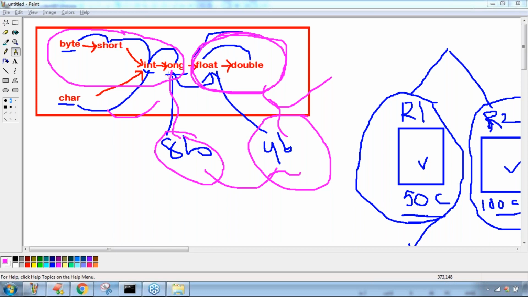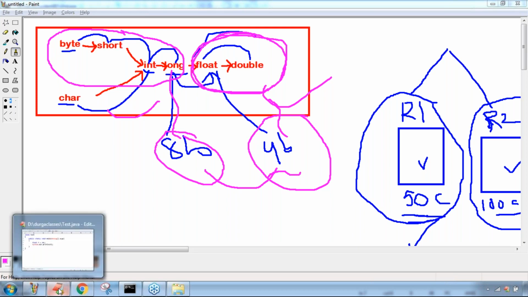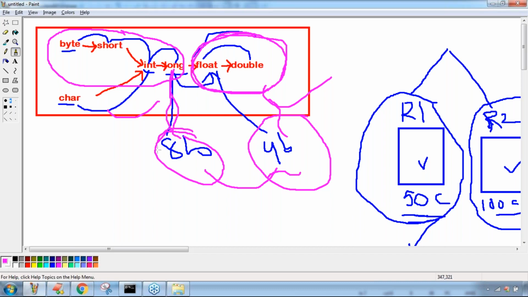Just observe. Integral data types and floating point data types follow different memory representations. Internally, how the number will be represented, they follow different conventions. That's why an 8-byte integral value we can place in only 4 bytes in floating point data types, because floating point data types follow different memory representations. Any doubt?